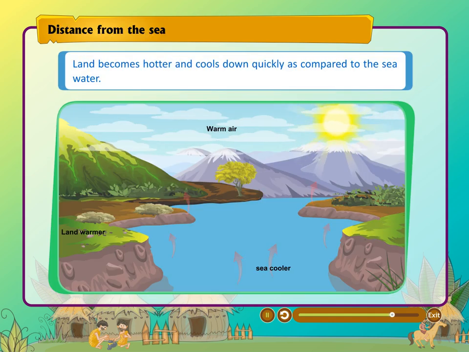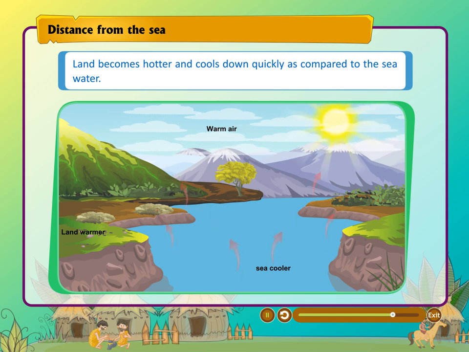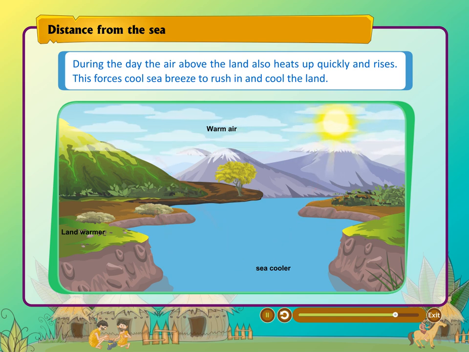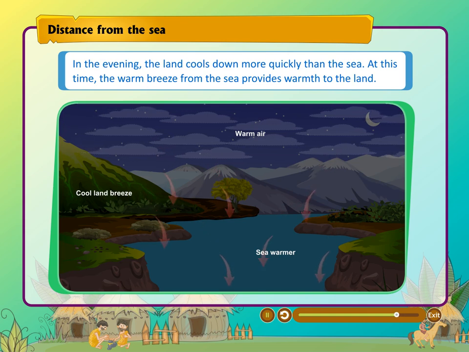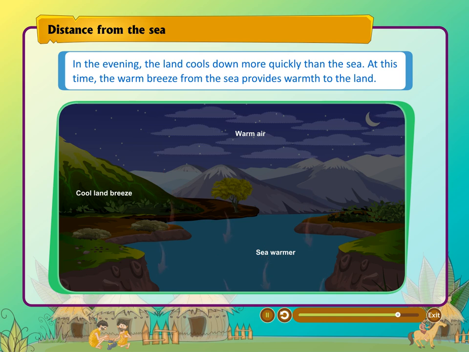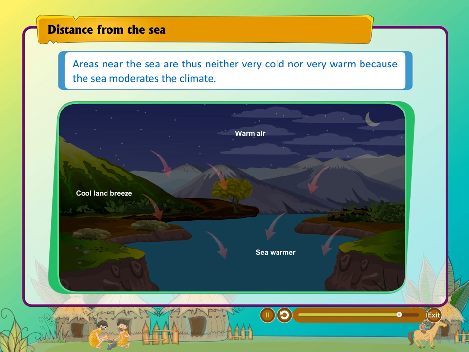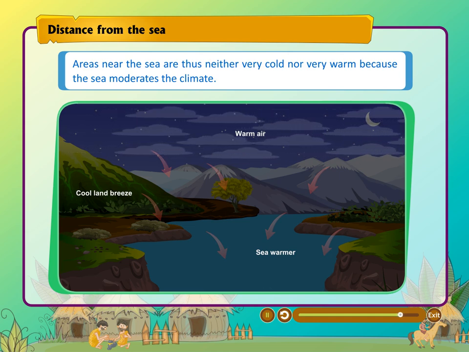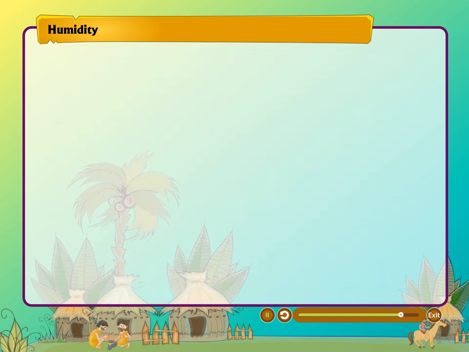Distance from the sea. Land becomes hotter and cools down quickly as compared to the seawater. During the day, the air above the land also heats up quickly and rises. This forces cool sea breeze to rush in and cool the land. In the evening, the land cools down more quickly than the sea. At this time, the warm breeze from the sea provides warmth to the land. Areas near the sea are thus neither very cold nor very warm because the sea moderates the climate.